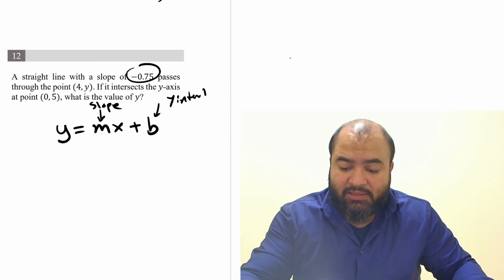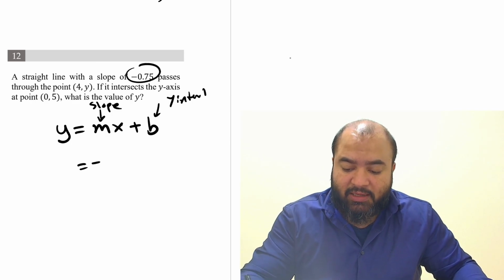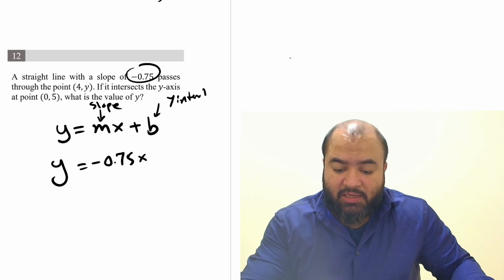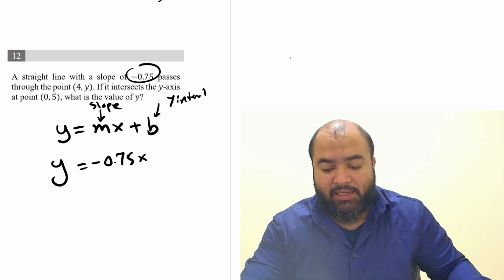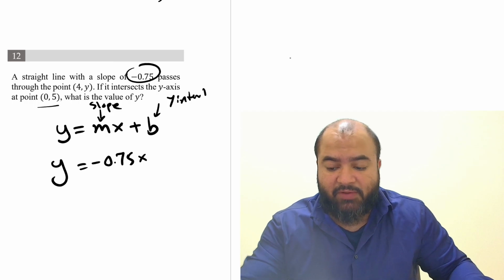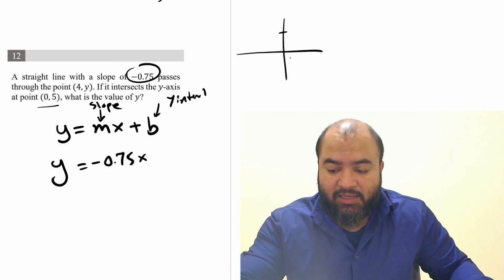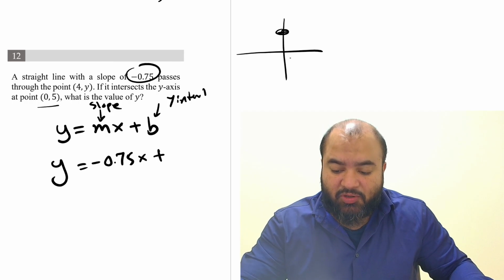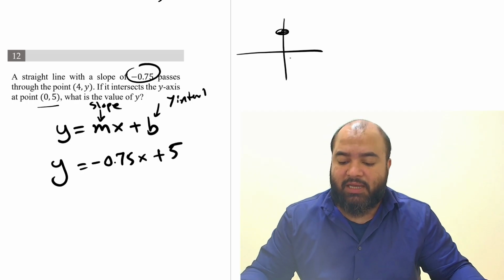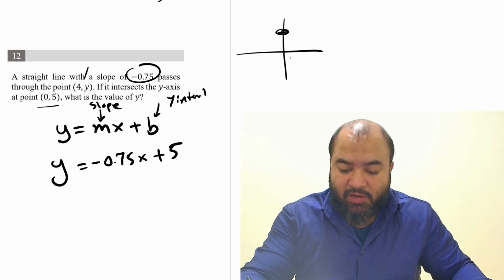Now they gave us the slope, so I'm just going to plug it in, negative 0.75 x, and passing through the point 4, y, we don't know what this y is. If it intersects the y-axis at point 0, 5, so 0, 5 is the y-intercept. So we know that 5 is the b, the y-intercept. Now what is the value of y? They want to know what that is.